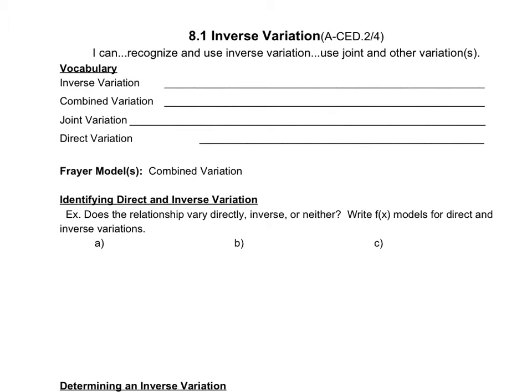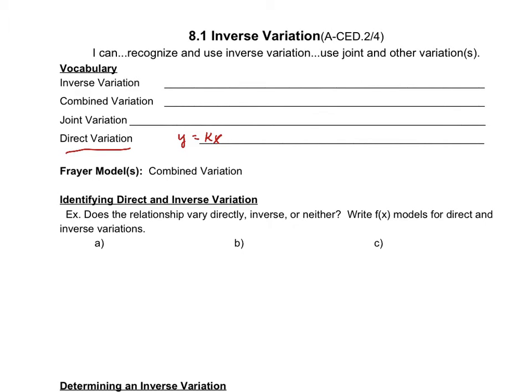Okay, using inverse variation, we want to be able to recognize and use inverse variation, and of course, use joint and other variations. Before we go into inverse variations, back in Chapter 2, we did cover direct variation, and what that dealt with is y equals kx, and k was my constant of variation.